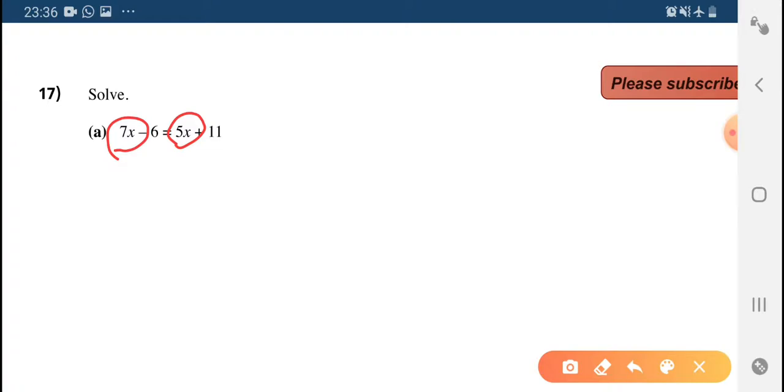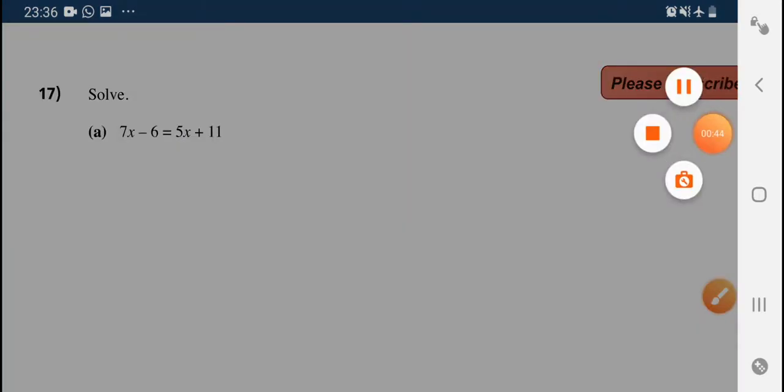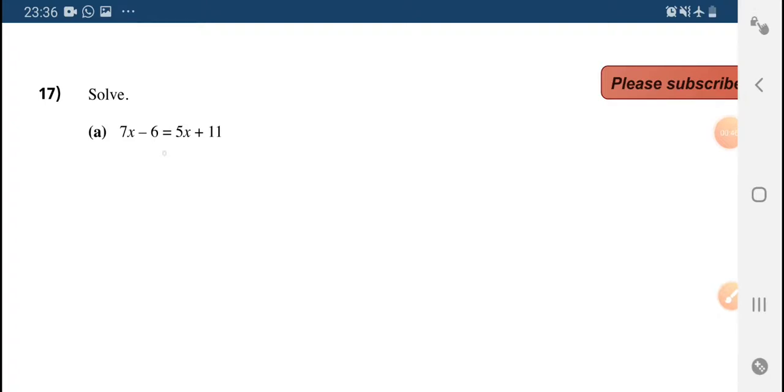So I don't want any x's to be on the right hand side. So to do that we have to get rid of this positive 5x. So what we will do is we will take 5x away from this side, and if we take 5x away from the right hand side we'll have to take away 5x from the left hand side, otherwise it will not balance. So the positive 5x and the negative 5x cancel out, leaving us with just 11 on the right hand side.